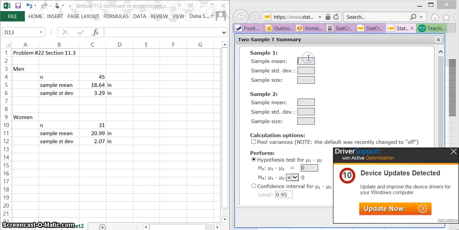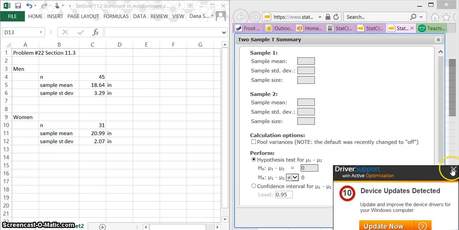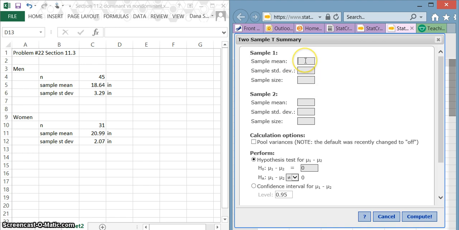For sample 1, which we're going to call our men, the sample mean is 18.64. The sample standard deviation is 3.29, and my sample size was 45 men. In sample number 2, the sample mean was 20.99 inches, the sample standard deviation 2.07 inches, and the sample size was 31.